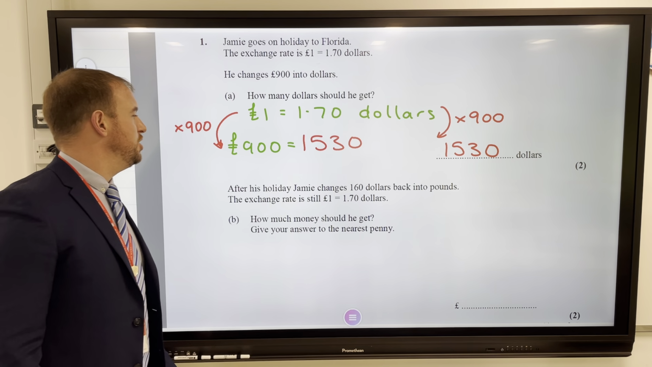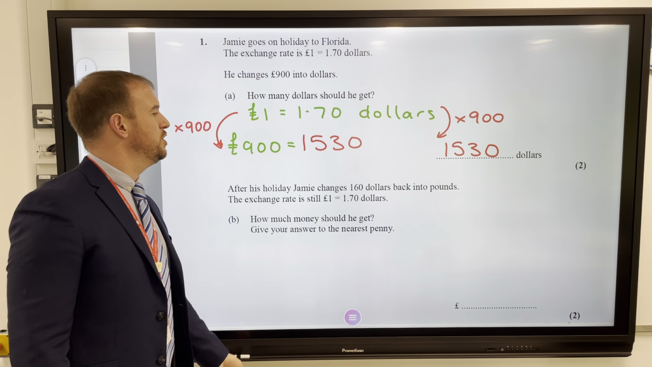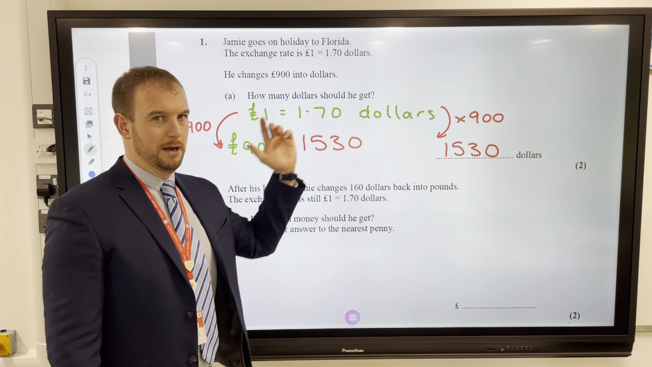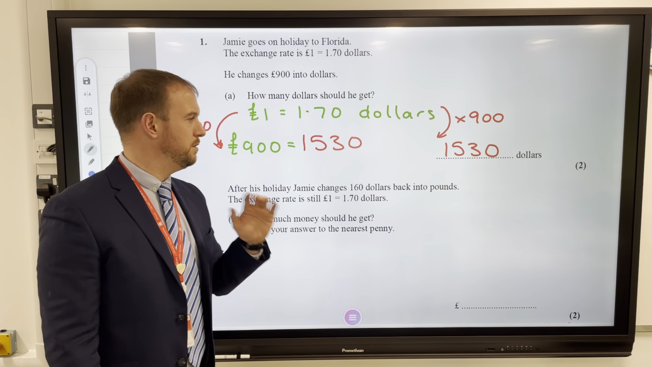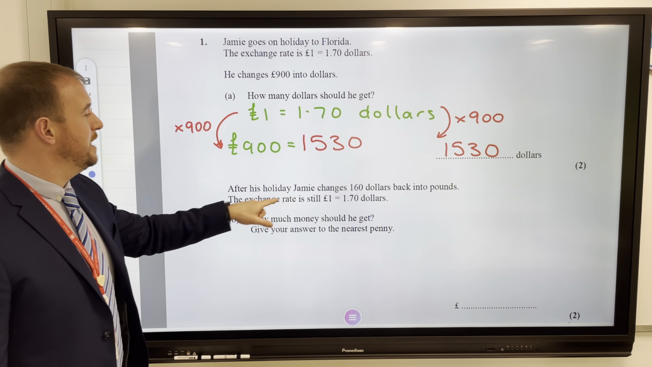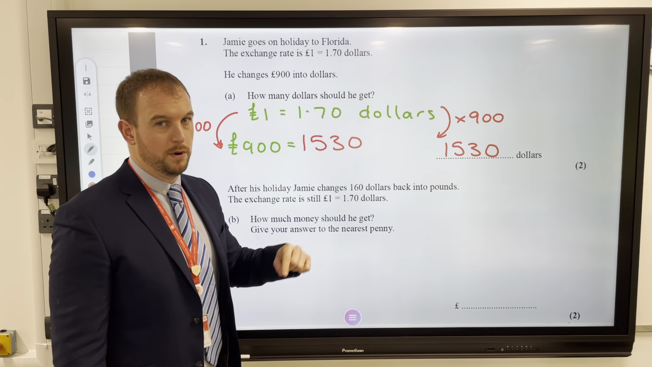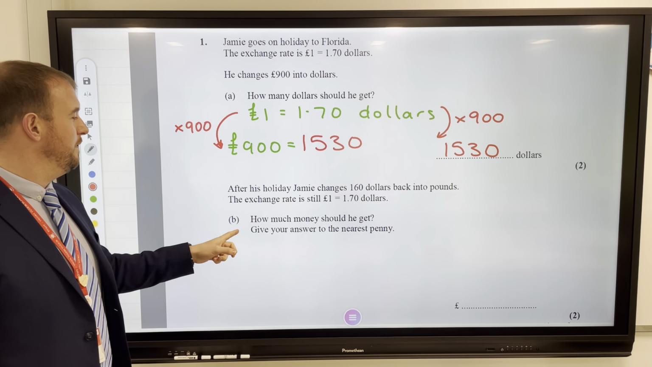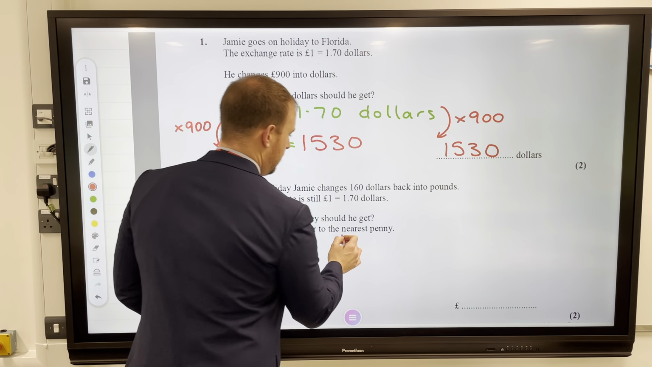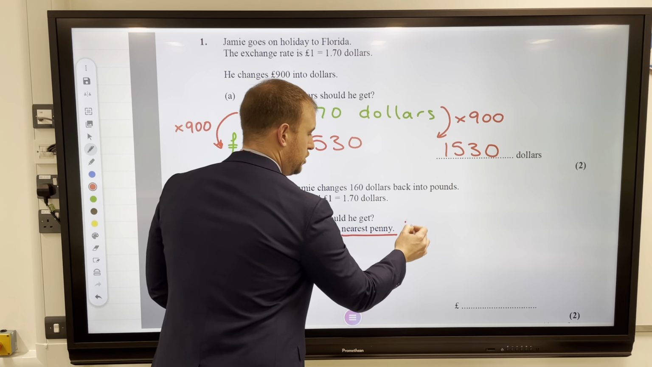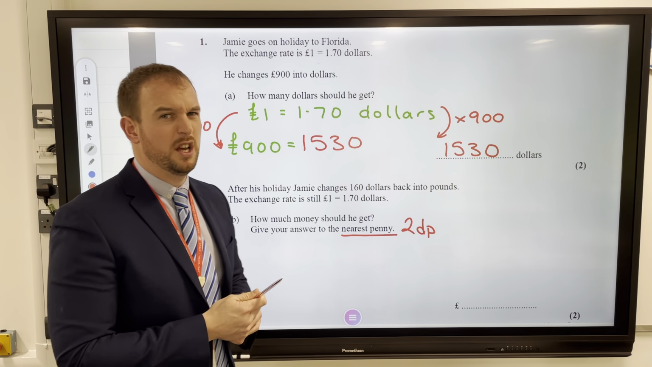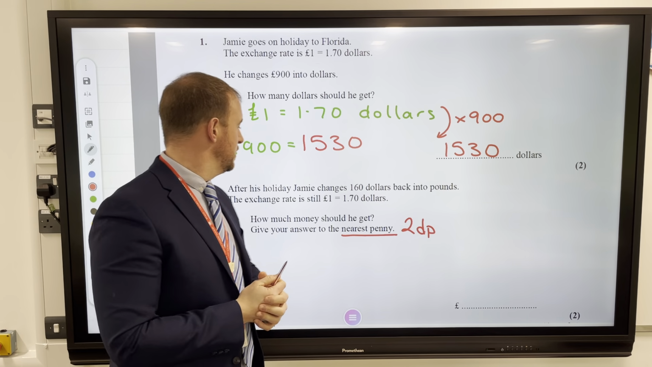After his holiday, Jamie changes $160 back into pounds. So now we're going back into pounds. Start thinking about what symbol we're going to use now. The exchange rate is still £1 is $1.7. How much should he get? Give your answer to the nearest penny, which is 2 decimal places. Same with any money question, always round it to 2 decimal places.